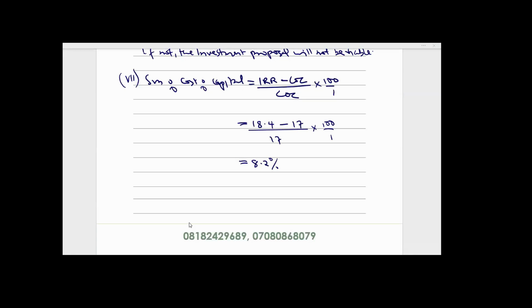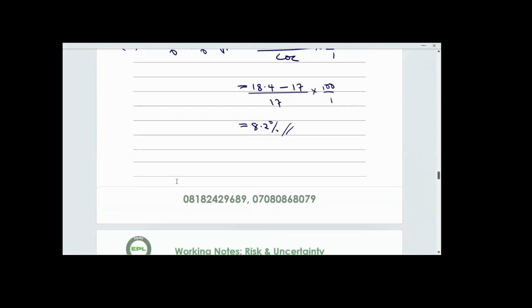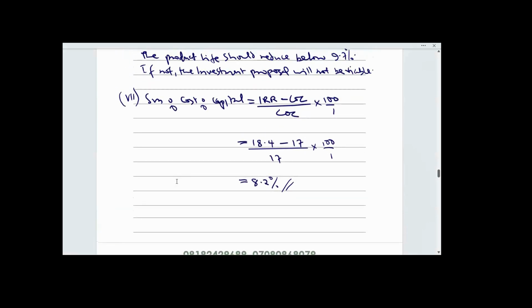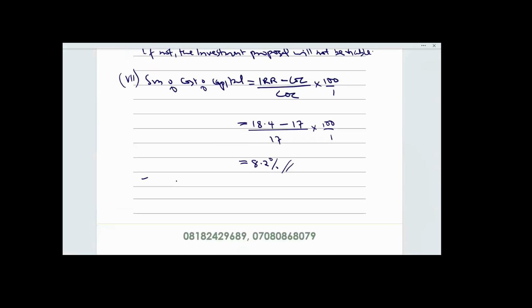Okay then, so you interpret your results. The cost of capital should not increase beyond 8.2%. If not, the investment proposal will not be viable.